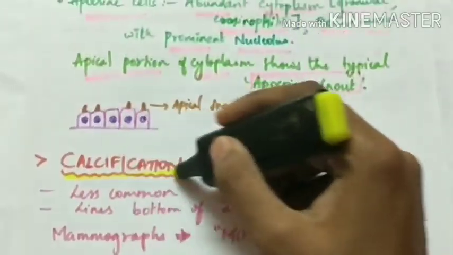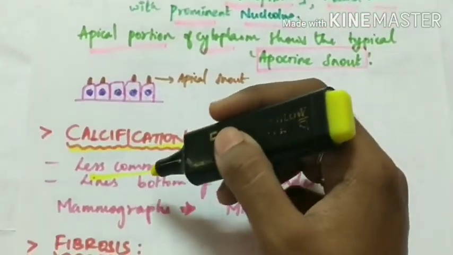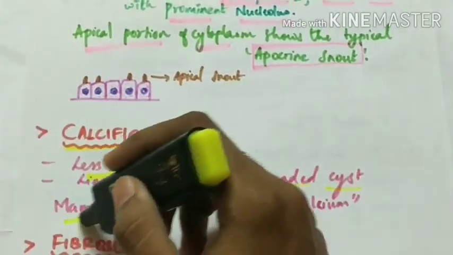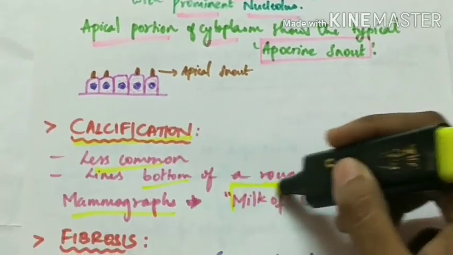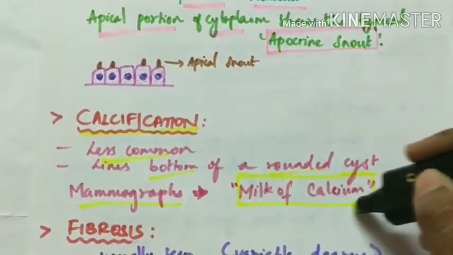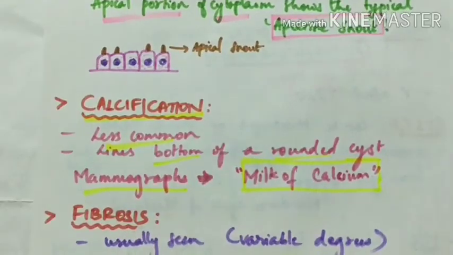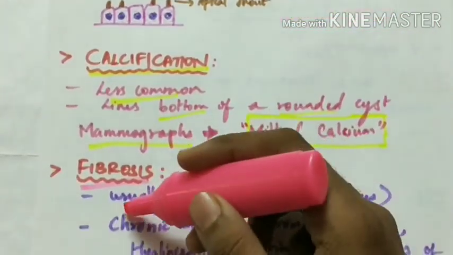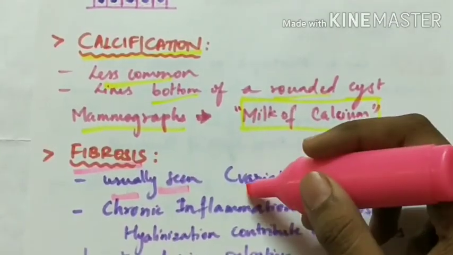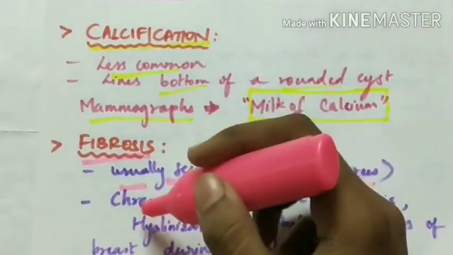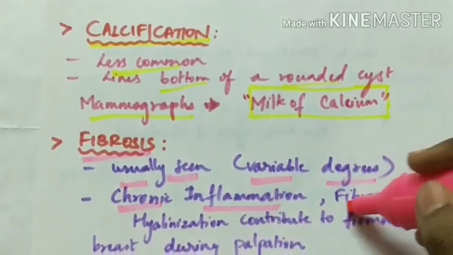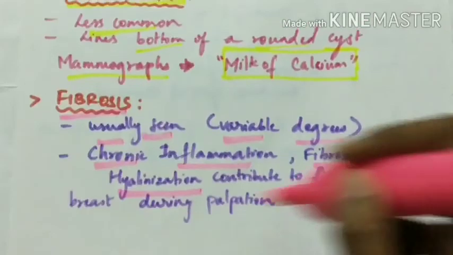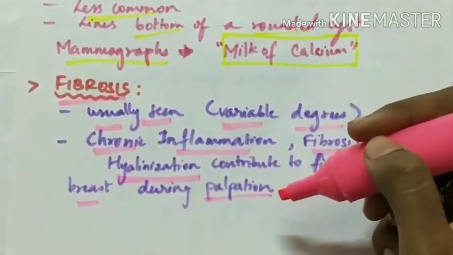Next is calcification. This is less common and it lines the bottom of a rounded cyst, and the mammogram shows milk of calcium. Next is fibrosis. The fibrosis is usually seen in variable degrees. Chronic inflammation, fibrosis and hyalinization contribute to the firmness of the breast during palpation.